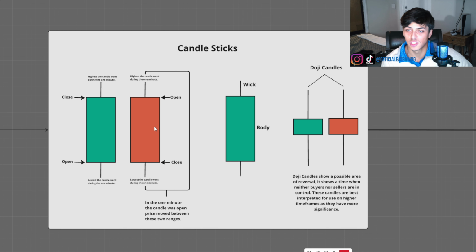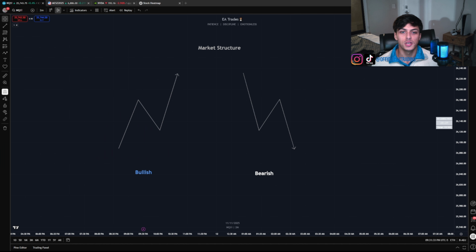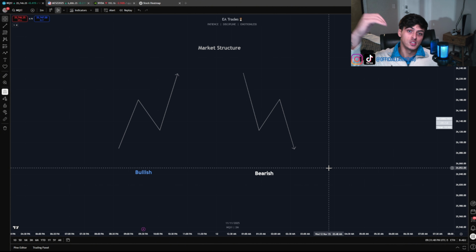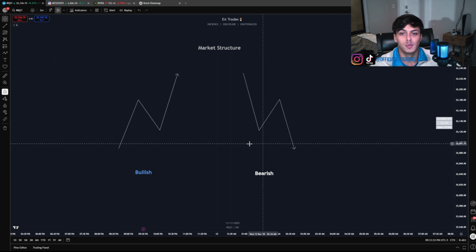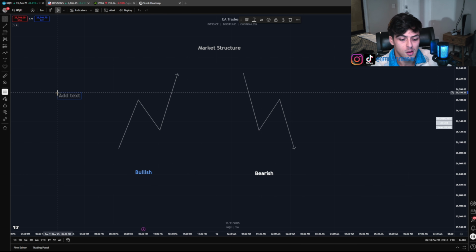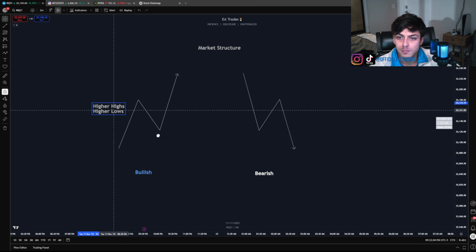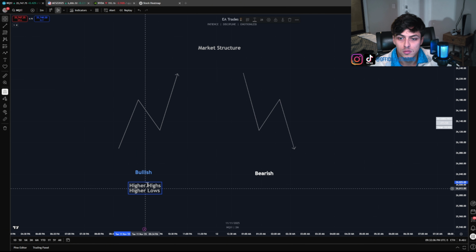Bullish candle, bearish candle. Now that you guys understand what bullish and bearish candles are, I want you guys to understand market structure, right? So market structure can be bullish or bearish. Same thing, the candles can be bullish or bearish, meaning bullish, you want price to go higher. Bearish, price is going to go lower, right? So in bullish structure, it's composed of two key elements. In bullish structure, you want to see higher highs and higher lows, right?